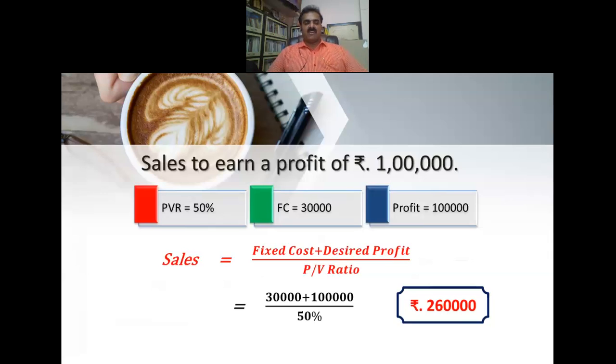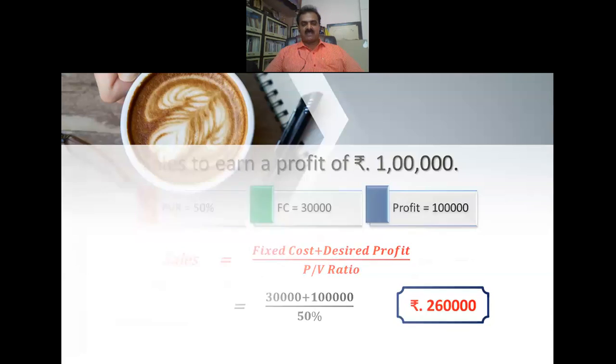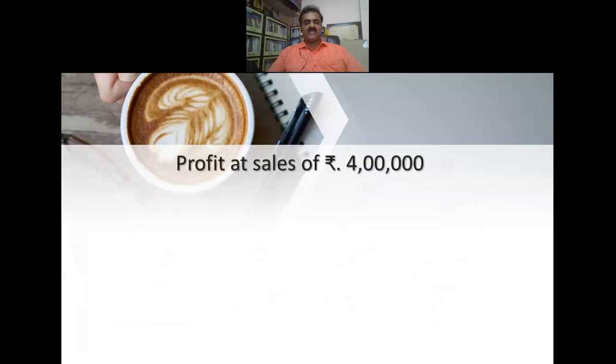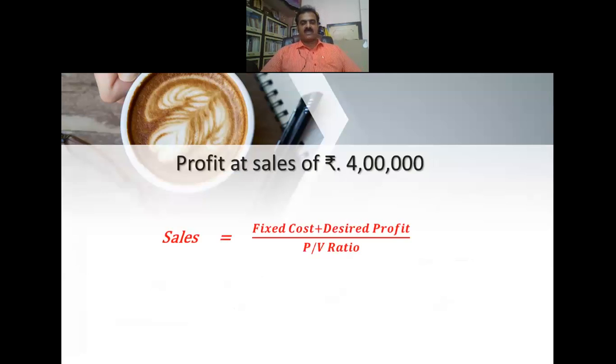Another way of calculation is the profit when sales is given. The second thing is you need to calculate the profit. This is a reverse of the previous question. You need to calculate the profit when the sales is 4 lakhs. If sales is 4 lakh rupees, what is the amount of profit you are going to get? The same formula can be used, that is, sales equals fixed cost plus desired profit divided by PV ratio.